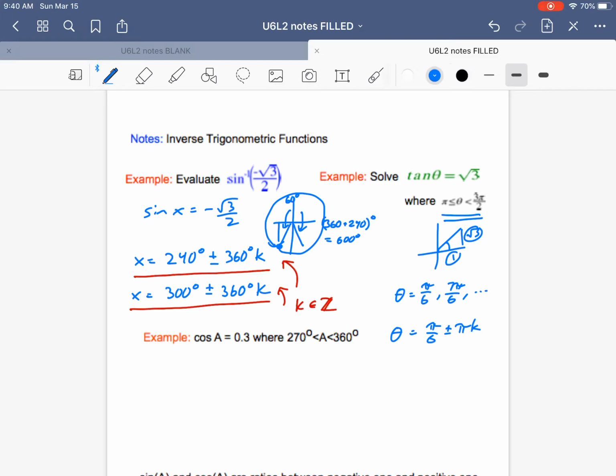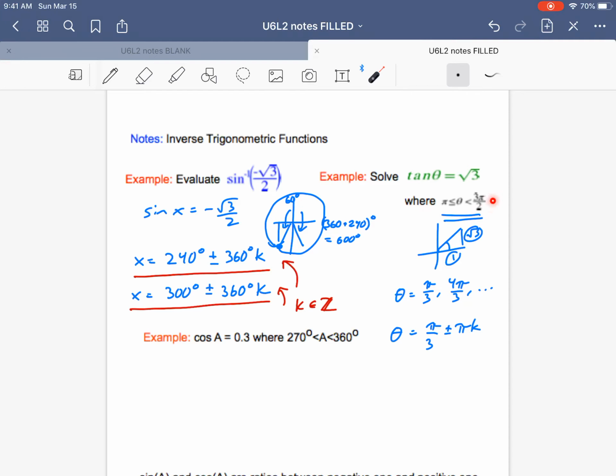Sorry guys, I just realized I don't want that to be pi over 6. I want that to be pi over 3. So let's get that right there. Pi over 3. So pi over 3, 4 pi over 3. So I need to change this to pi over 3. Okay, I'm still adding the period of pi, but my starting value needs to be pi over 3, not pi over 6. All right, so this is our general solution, right?